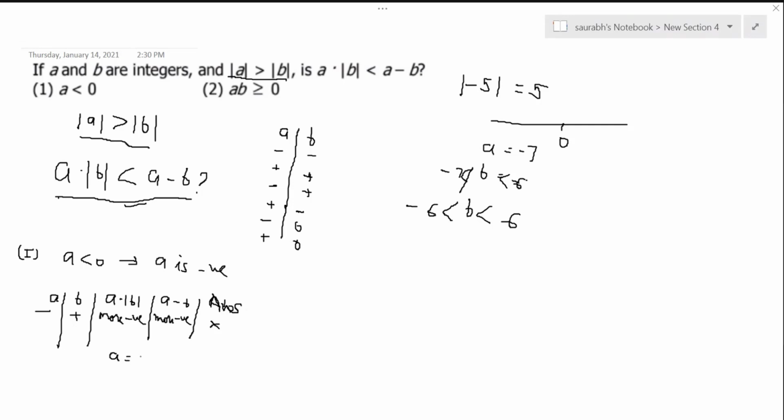Okay, so let's say your A is given as negative. So let's take A as minus 2. Okay. And B is given as 1. So now what would be the value of A into absolute B, so minus 2 into 1? Minus 2. And then your A minus B, so minus 2 minus 1 is going to be minus 3. Now, is minus 2 less than minus 3? No, it's greater, right? So the answer to your question is no. In this particular scenario, the answer is no.